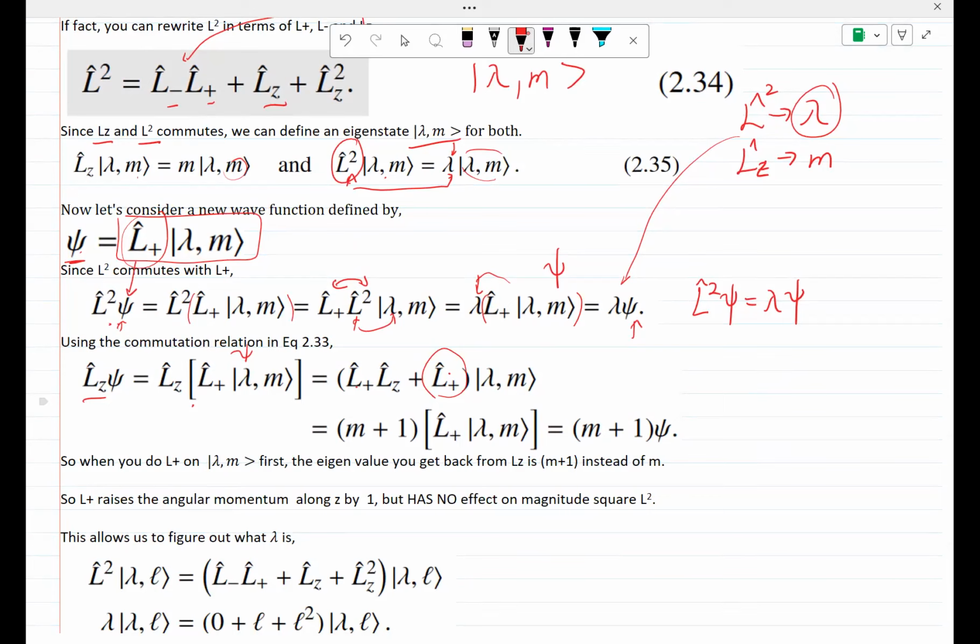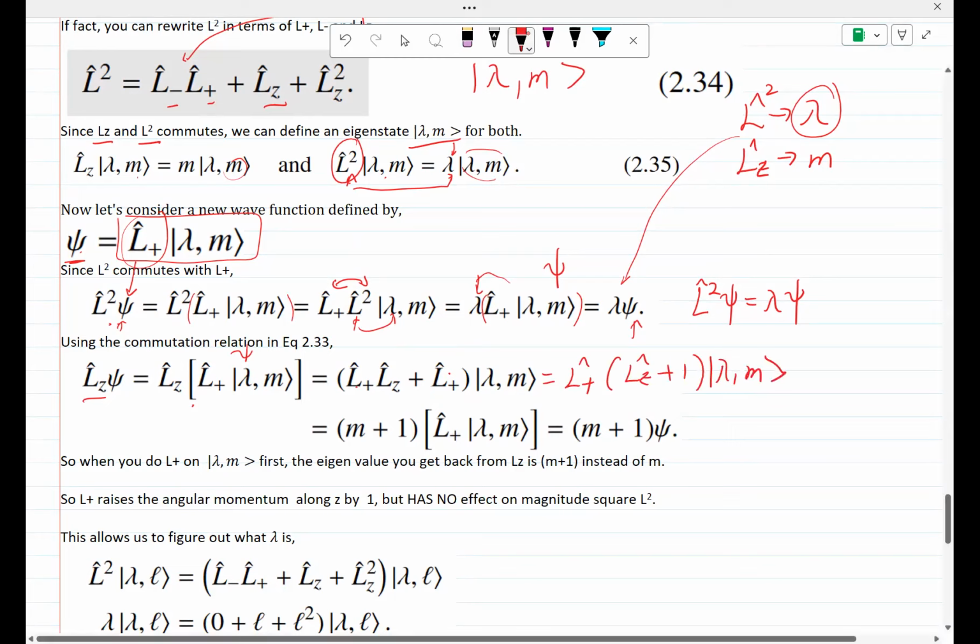I can factor out this L plus first. I wish the book actually showed you these intermediate steps, because it's not 100% clear what's going on. It's L_Z plus 1 acting on lambda M, okay?